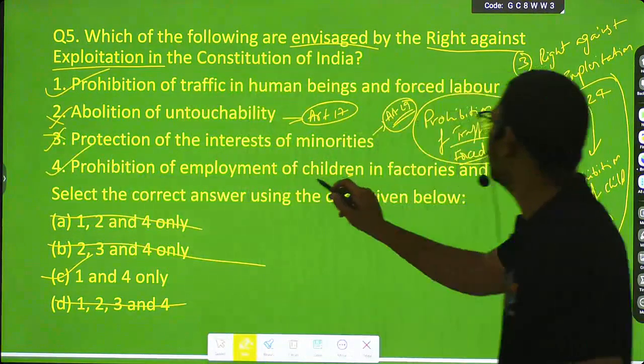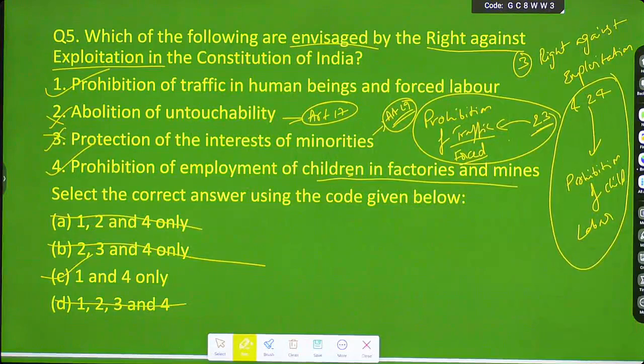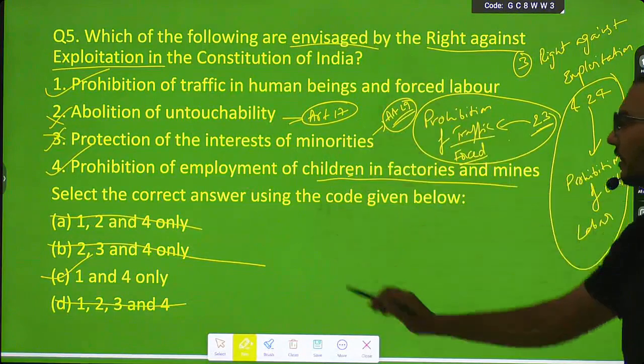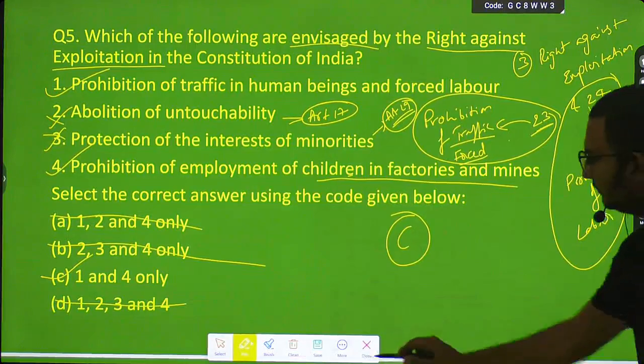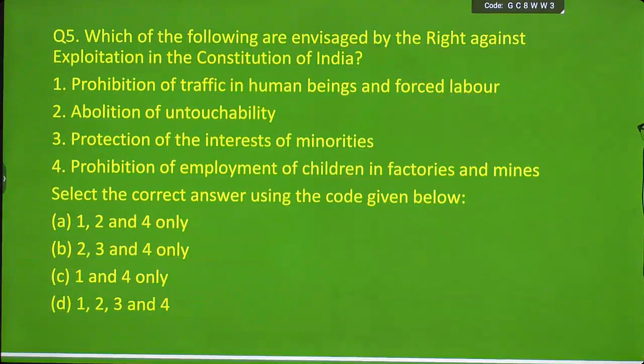Prohibition of employment of children in factory and mines. So this is your option. So 1 and 4 is your answer. So option is C. Okay. The next question.